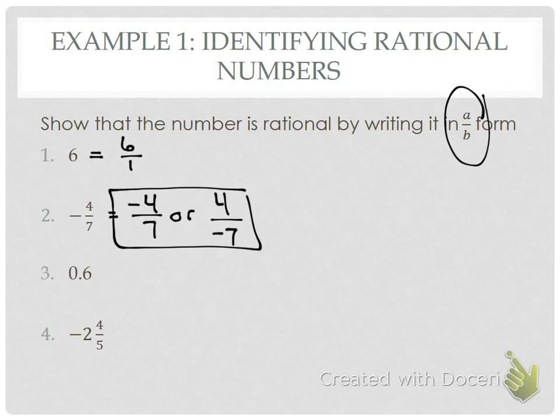Now, number 3 is not a fraction. However, I can write it as a fraction. What would it be? 6 over 10. Or, what? Could I reduce it? 3/5. Either way, is it in A over B form? Absolutely. What do you think's wrong with number 4?